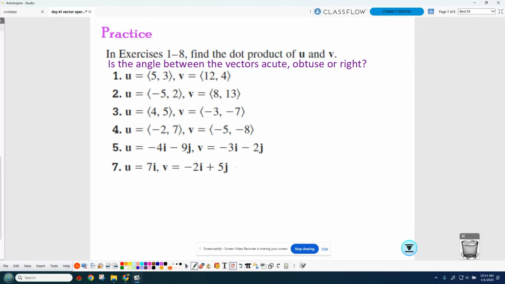What did you get for the first one? Dot product wise. What'd you get? Hey, guys, you should be able to get this by now. The dot product for number one, 5 times 12 plus 3 times 4. 5 times 12 is 60, 3 times 4 is 12, so it's 72. So is it acute or obtuse? Wait, what is it? Acute, it's gonna be a small angle.